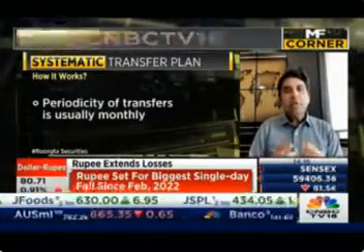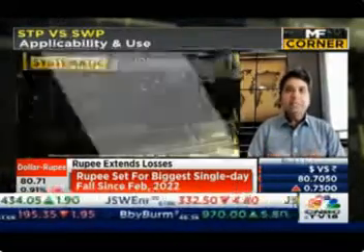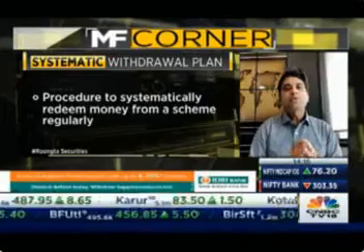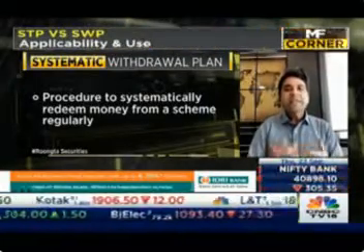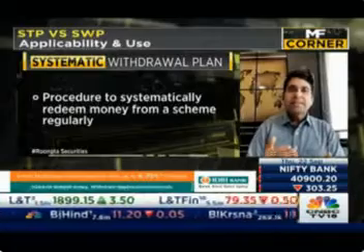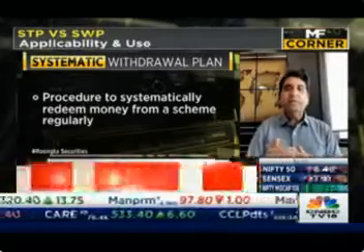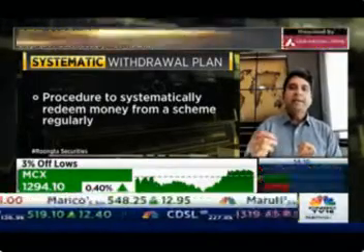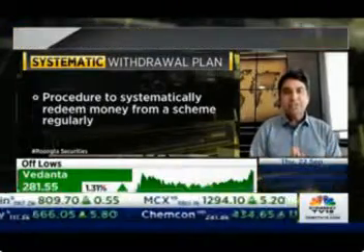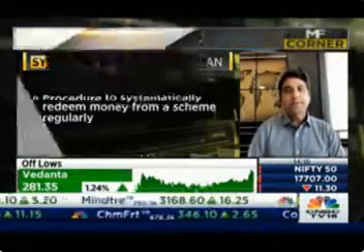Now, systematic withdrawal plan, the SWP, is actually the opposite of SIP. SIP being a systematic investment plan wherein an investor directs the fund house to debit his or her bank account and invest money into a particular scheme. Now, SWP is exactly the reverse of that. In this case, an investor has some investments already with the fund house. There is a fund value created, of which the investor then asks the fund house to say that, hey, every month, redeem an X amount of money from this fund and give it back into a bank account. So STP is a systematic transfer plan, SWP being a systematic withdrawal plan.